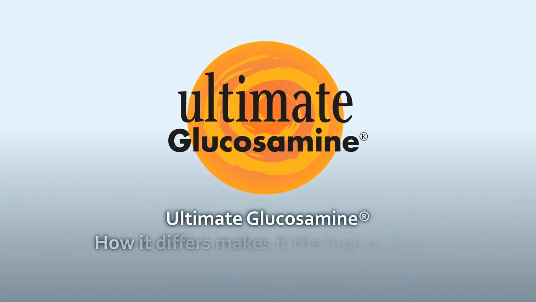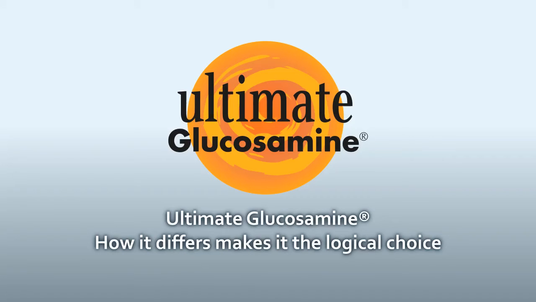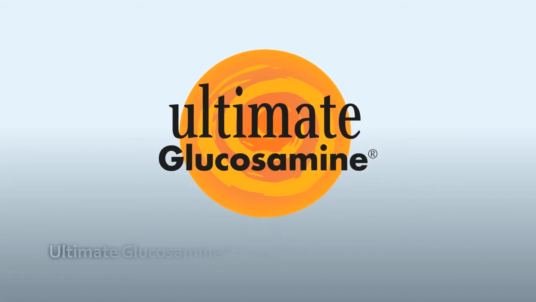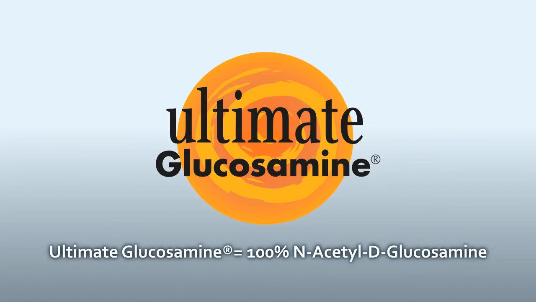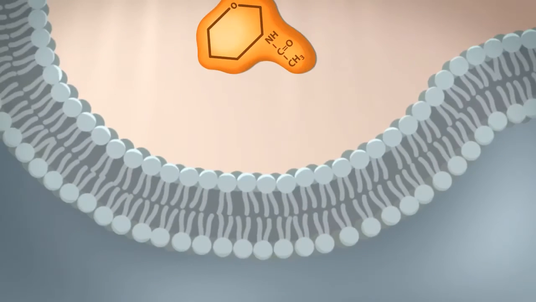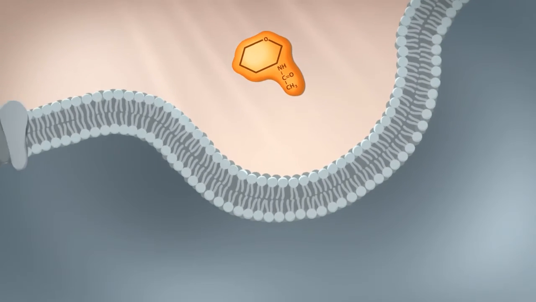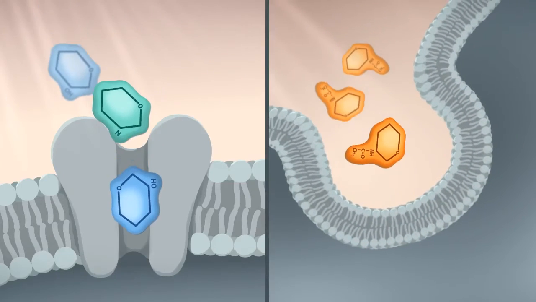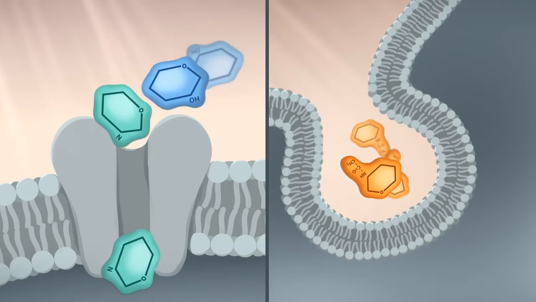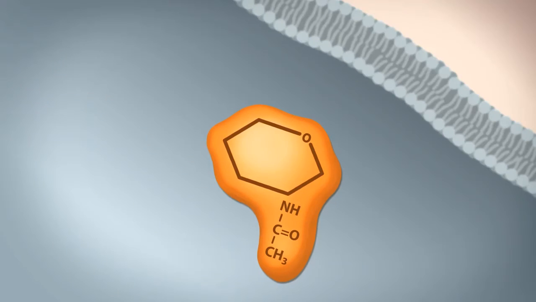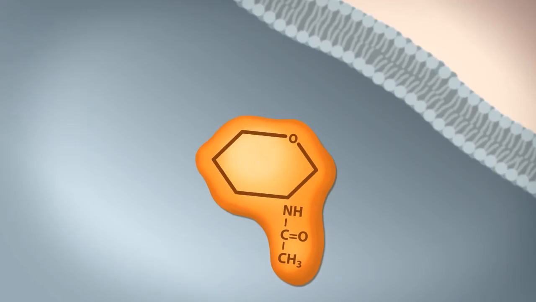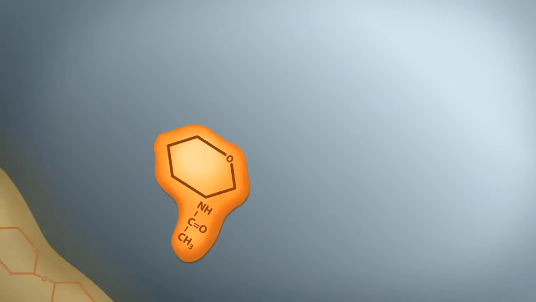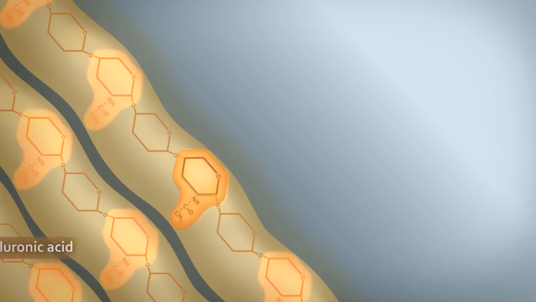UltimateGlucosamine. How it differs makes it the logical choice. UltimateGlucosamine is 100% N-acetyl-D-glucosamine. The N-acetyl-D-glucosamine of UltimateGlucosamine enters the cell through endocytosis and does not compete with glucose for cell entry. Once in the cell, N-acetyl-D-glucosamine can be directly incorporated into hyaluronic acid.